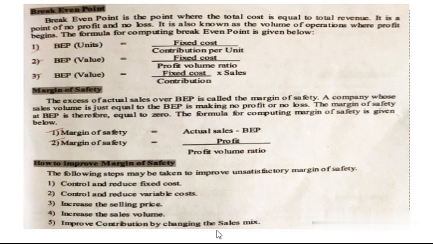So based on that sales mix, you will be producing the units. So this is how you can improve your margin of safety. So now after this, we will be discussing problems related to PV ratio, break-even point, margin of safety and contribution. So now let us get into the problem.